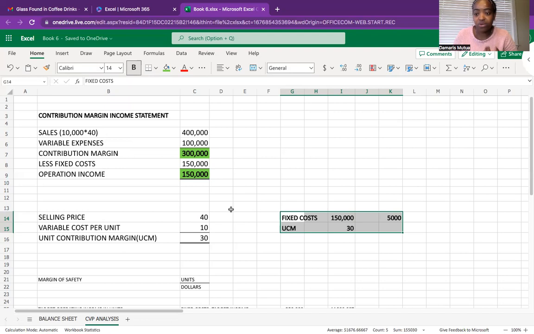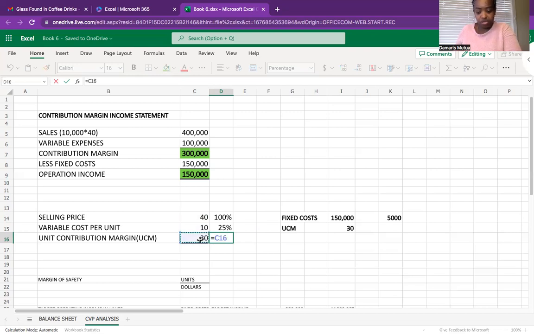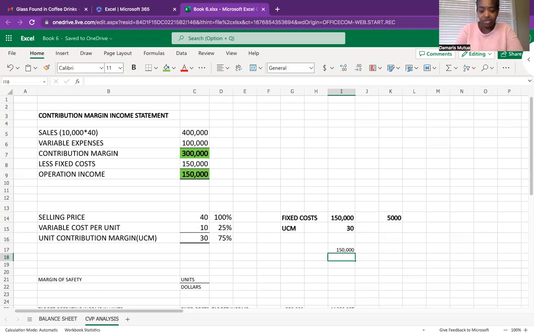There's also another way you can calculate it, in terms of dollars. For you to calculate in terms of dollars, we need to get our UCM expressed as a percentage of the sales. So our sales is 100%. Our variable cost is 25%. So our contribution margin is 75% of our sales. So to get our break-even in terms of dollars, we take our fixed costs, which is $150,000, and divide by the contribution margin percentage, so we get our 75%. So we get 150 divided by 75%.